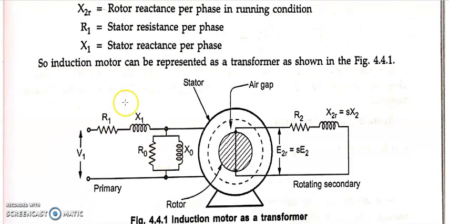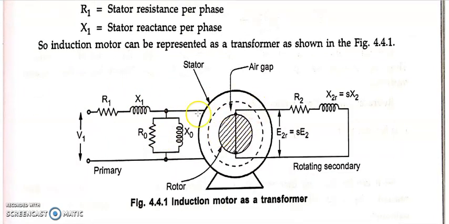So this is how an induction motor is represented, similar to that of a transformer. You can see this left part is the primary part, that is the stator part, and this is the rotor part. On the primary side, similar to the transformer, we have R1, X1, and this is R0, X0. This is the excitation circuit, and these are the reactances of the primary part connected to the stator. Okay, it's all per phase.